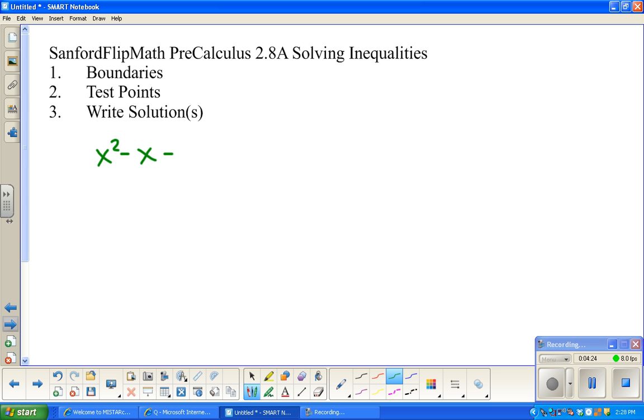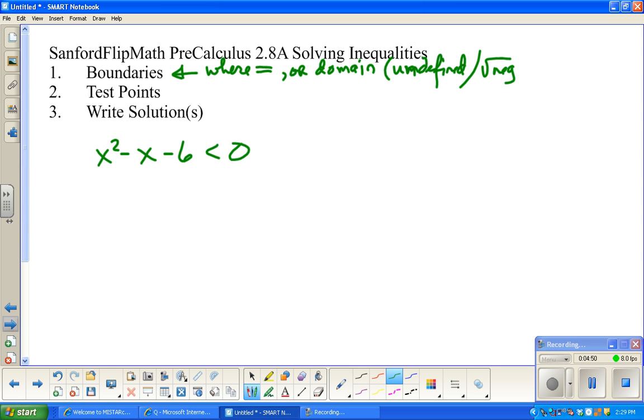X squared minus x minus 6 less than 0. And what we're actually going to do is, again, we're going to find the boundaries. Well, let's tighten this up a little bit. Boundaries happen where the inequality is equal, or any kind of a domain issue. So in other words, if it makes it undefined, or if I end up doing the square root of a negative, so wherever that starts, etc. Any kind of a domain issue, or any place where it's equal.